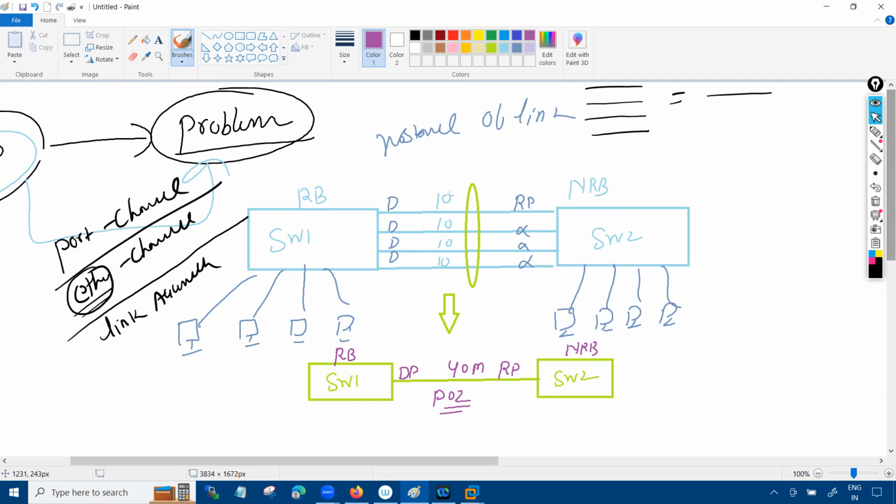So this was 10 Mbps. All this 10, 10, 10, 10 is added. Now it has become 40 Mbps. So now there will be no blocking port. I can utilize all my links.